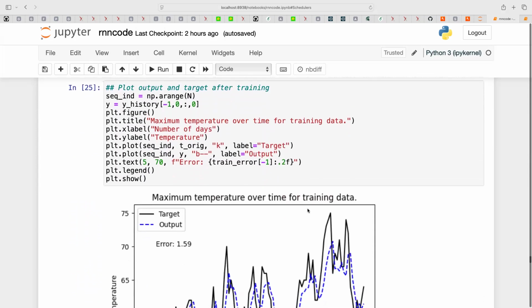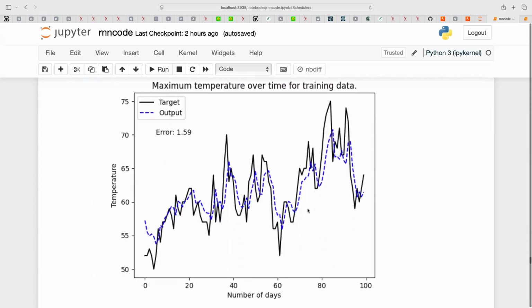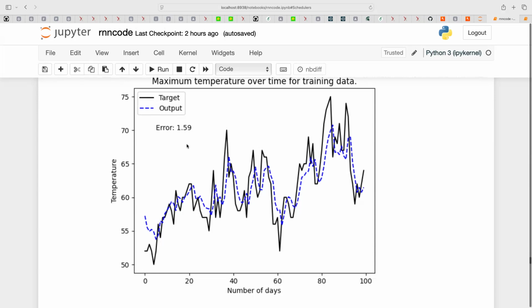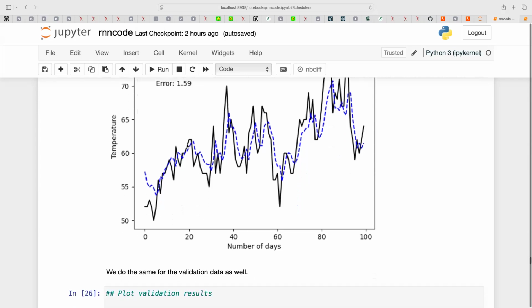If you look at the output here, you will see something like this. The dark one is the target value, and this is the fit which we had with this network. It has a mean squared error of 1.59, which is not so bad. It's not optimal. You would have to train with more hidden layers, more nodes, et cetera.